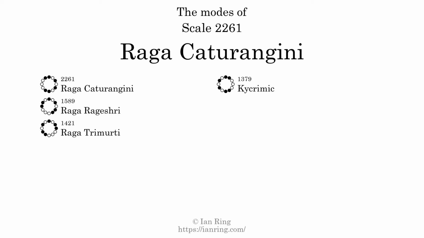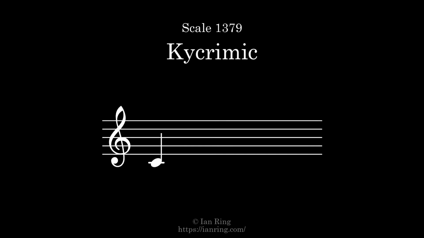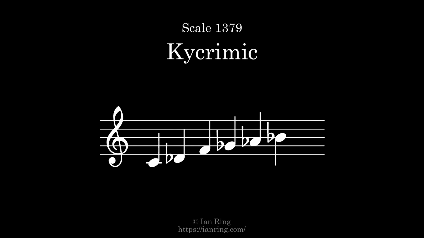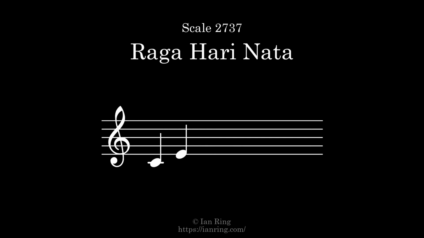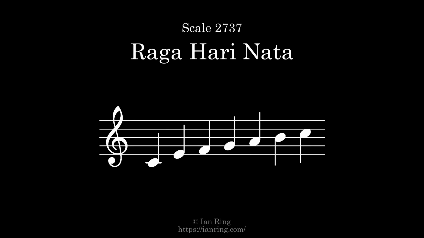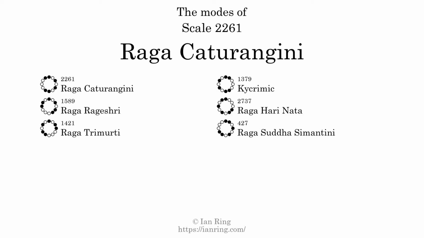The fourth mode is scale 1379, also known as Kaikrimik. It sounds like this. The fifth mode is scale 2737, also known as Raga Harinata. It sounds like this. The sixth and last mode is scale 427, also known as Raga Sudha Samantini. It sounds like this.